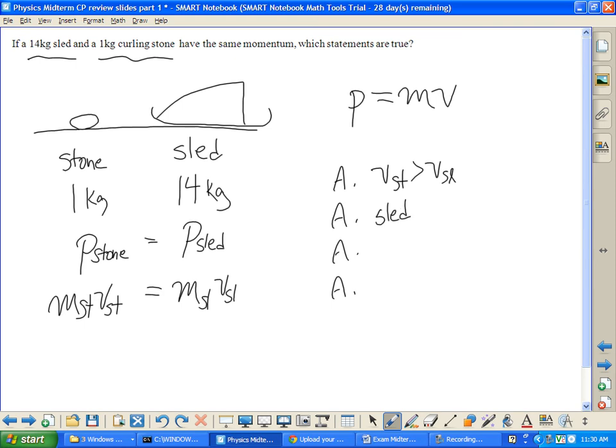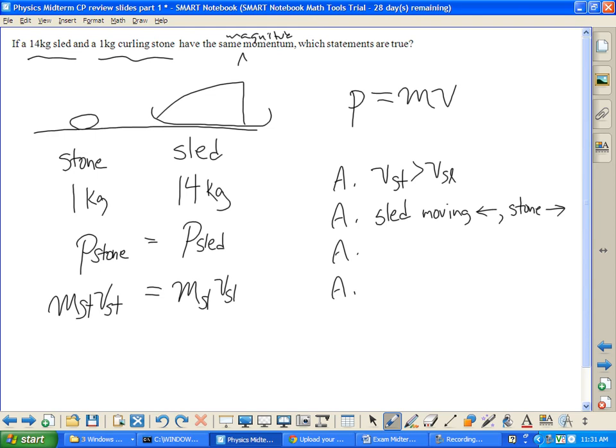I don't know why I would say that. Just a trick. Wait, is that even possible if the sled's moving in the opposite direction? No, it's not, right? Because one would be negative, so they would never be equal. So I suppose strictly speaking, that is not the same momentum. Though if it said it has the same magnitude of momentum, you never know, then it could be equal and opposite.